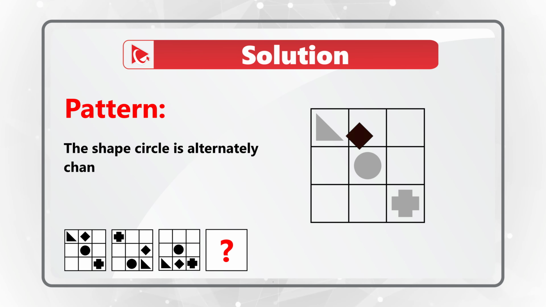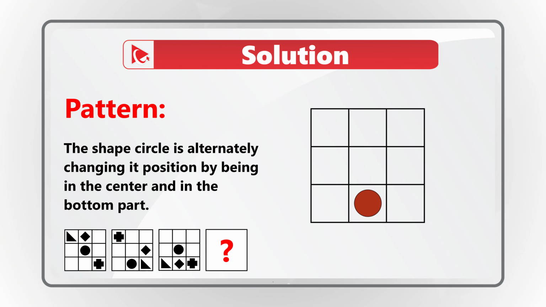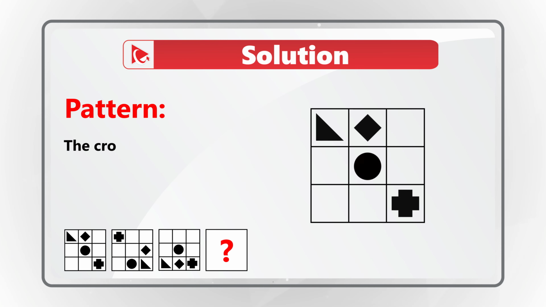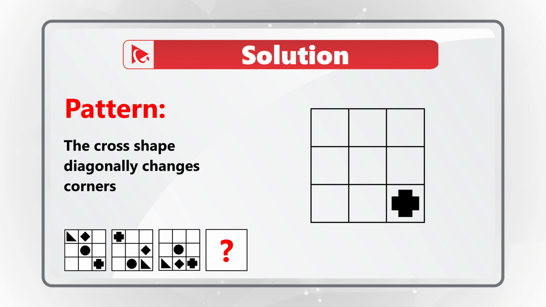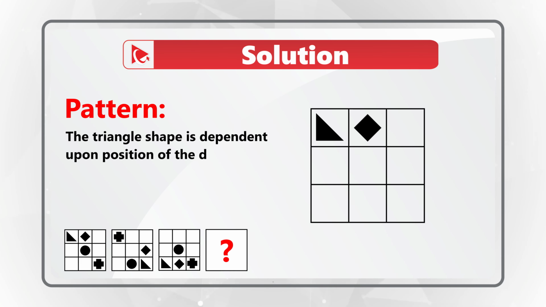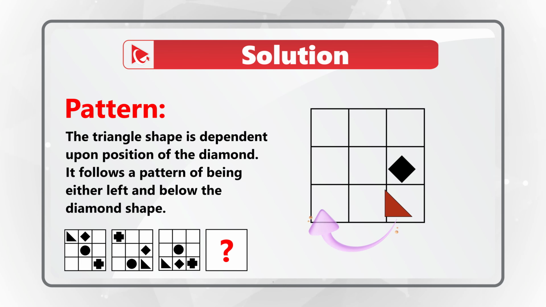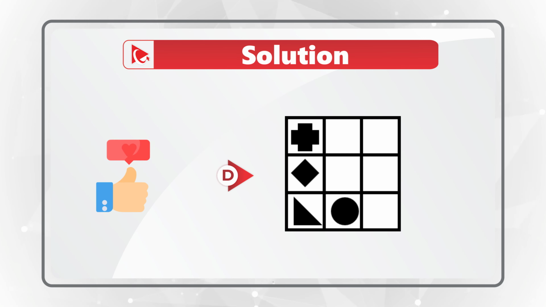Alternatively, in pattern 2, the circle shape is changing its position from being in the center of the square to the new position in the bottom middle column. As part of pattern 3, the cross shape diagonally changes corners. And the most interesting is pattern 4. In this pattern, the triangle shape is dependent upon the position of the diamond. The triangle follows the diamond and is in the pattern of being either to the left or below the diamond shape. This is why the correct choice here is choice D.